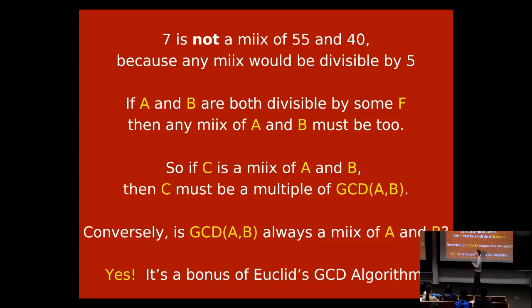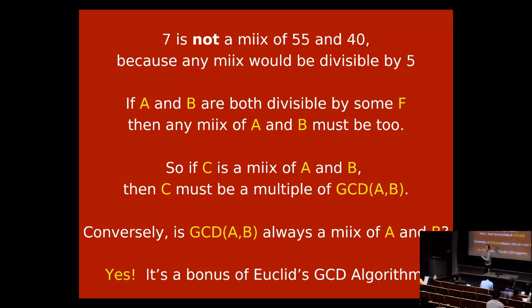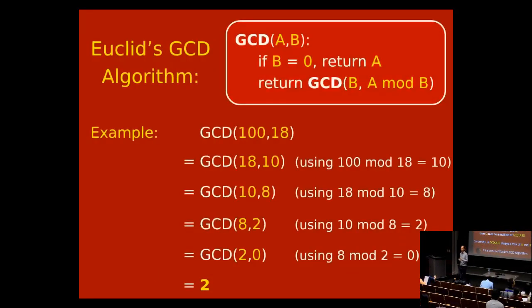And the answer is yes. And you might wonder why we care. Well, we're going to care later in this lecture, but the answer is yes, and it's a bonus of Euclid's GCD algorithm. If you run Euclid's GCD algorithm, it's almost like a proof that the final answer, the GCD, is a mix of the two initial numbers. And let me show you why. I'll just sketch it in an example.